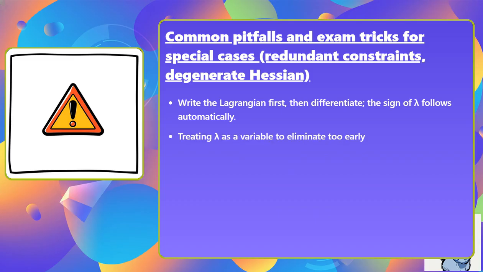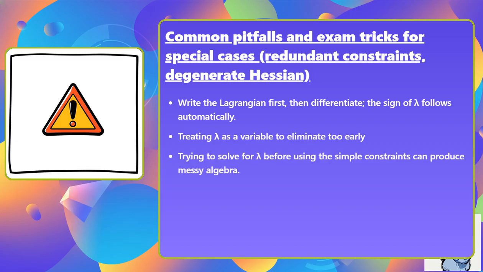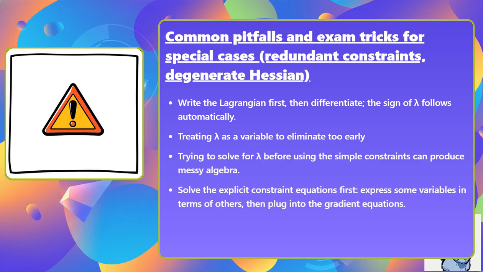Treating lambda as a variable to eliminate too early. Trying to solve for lambda before using the simple constraints can produce messy algebra. Solve the explicit constraint equations first. Express some variables in terms of others, then plug into the gradient equations.